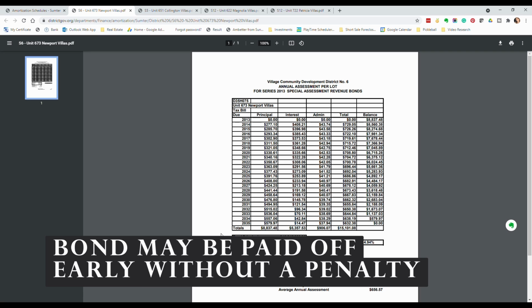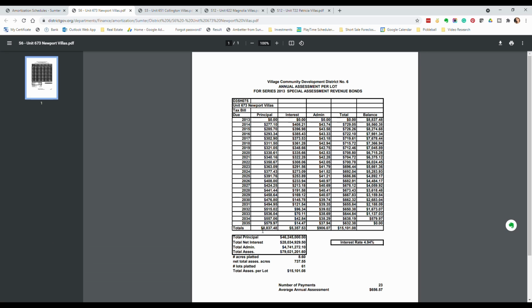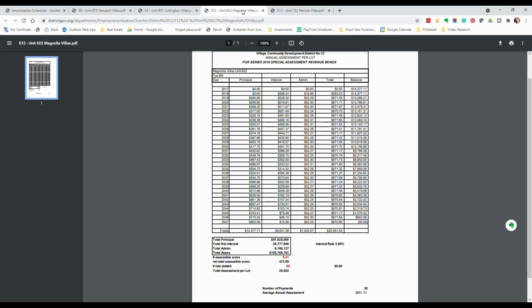So what you see here is, I'll point this out, this is the bond balance, $8,800, and the interest on that, the admin fees. So even though the bond balance is $8,800, you're paying back $15,000 on this. In this Newport Villas development, the interest rate was 4.94%. Now, each bond was purchased differently, so the interest rates are going to be different. Again, this is public information. It's easy enough for you to find.